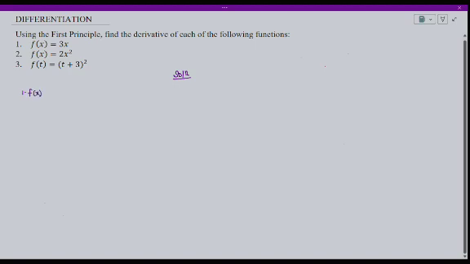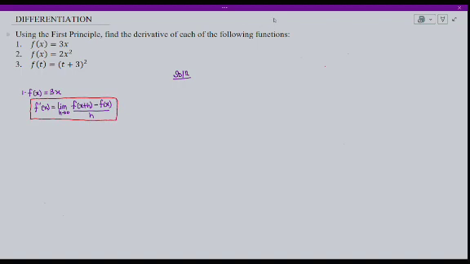So f of x equals 3x. Using first principle, by definition, we know that the derivative of a function given in x is the limit as h approaches 0, where h is the small change, of f of x plus h minus f of x, all divided by h. We know this as the definition, or let me say the formula for finding the derivative using the first principle.